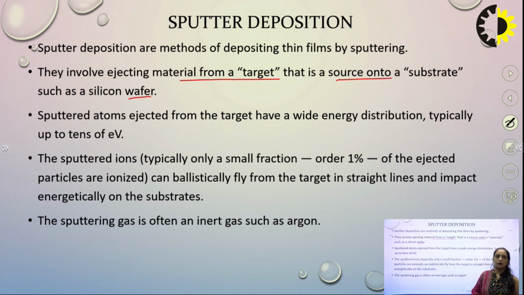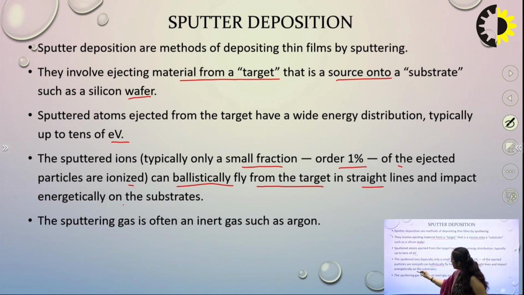Sputtered atoms are ejected from the target and have a wide energy distribution, typically tens of electron volts. Only a small fraction of the ejected particles, about 1%, are ionized, and they fly ballistically from the target in straight lines and land on the substrate. The sputtering gas is often an inert gas such as argon or helium.